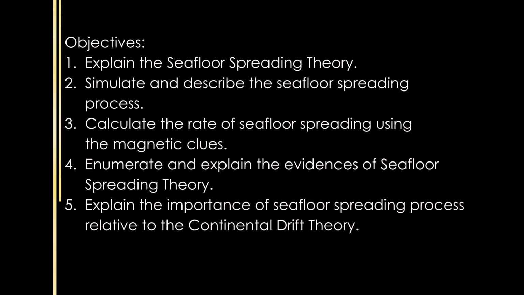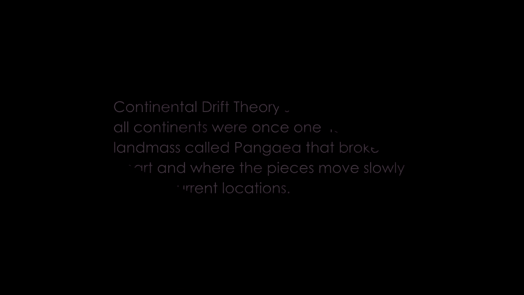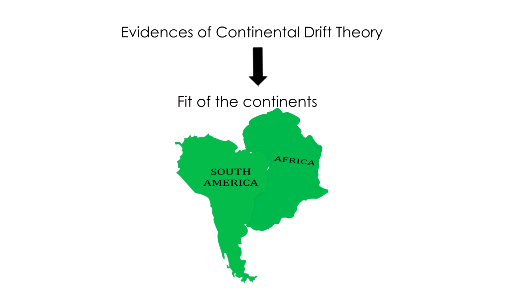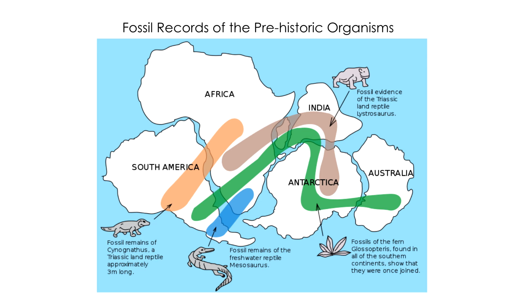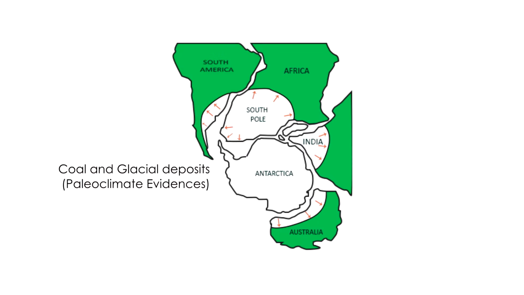But before we discuss the seafloor spreading theory, let's recall first our past lesson on continental drift. Continental drift theory states that all continents were once one large landmass called Pangaea that broke apart and where the pieces move slowly to their current locations. Evidences of continental drift theory include the fit of the continents, fossil records of prehistoric organisms, similarities of rocks and mountain ranges, and coal and glacial deposits.